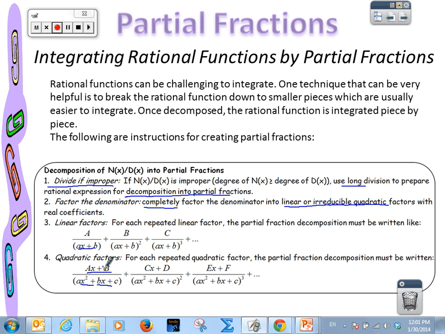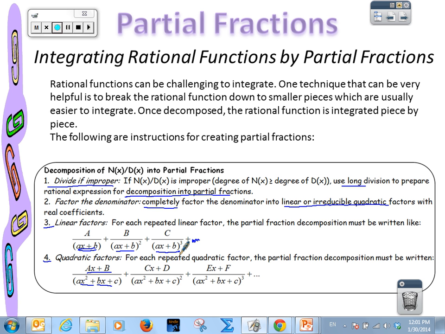If it's a repeated factor, and that's what 3 and 4 are talking about, for example, let's do the linear first. Let's say I had x plus 1, and let's say it was to the third power. That's when I factored my denominator, I got x plus 1 to the third. When I set up my fractions, I would have to put x plus 1 to the first, x plus 1 to the second, x plus 1 to the third. I would have to repeat the factor as many times as the power. If this was to the fourth, I would have to have 4 different fractions for it.